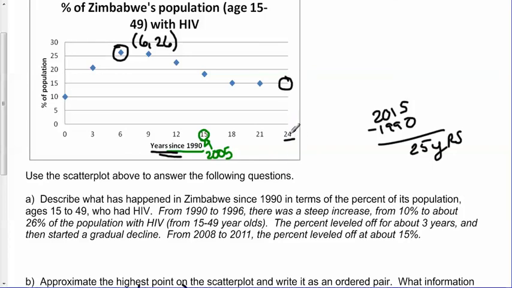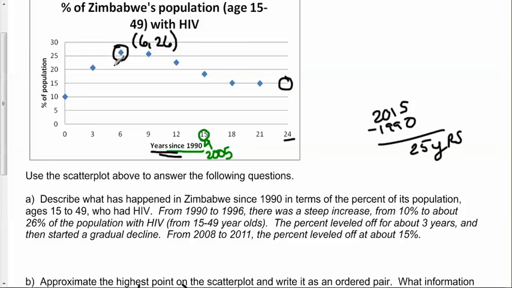Why isn't there a point at 24? Well, because we haven't gotten to 2014 yet. And so there's no data for that year yet. So we're being asked to make a prediction based on what we see. Now there could be a couple of things. Some of you might say, well, it looks like it's leveled out, and so I would expect that it would stay leveled out at about 15%. That would certainly be a legitimate prediction.